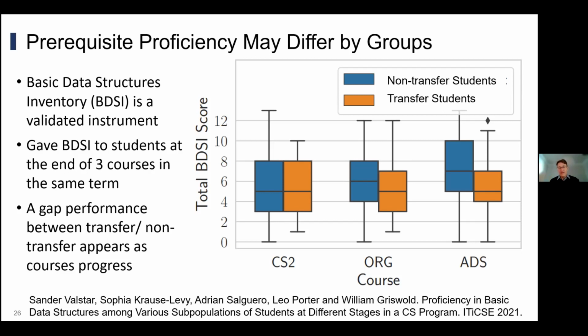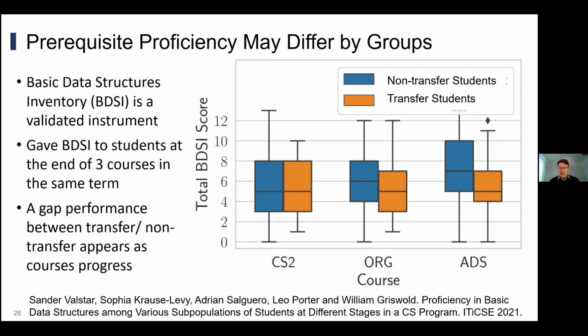Anyway, we gave the BDSI at the end of these 3 classes in the same term. That's an important restriction here. This is the same term. We're just measuring how well the students do at these 3 different courses. And we're not tracking each individual student. This is not the same population of students tracked across the courses. It's just a snapshot in time.